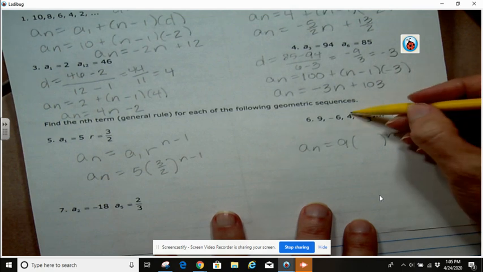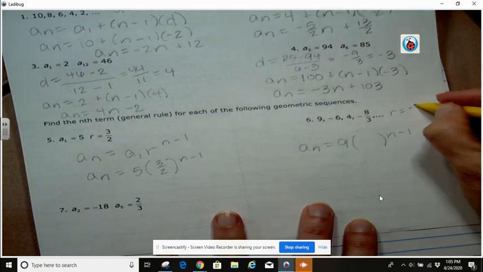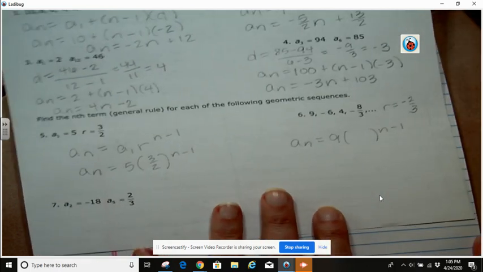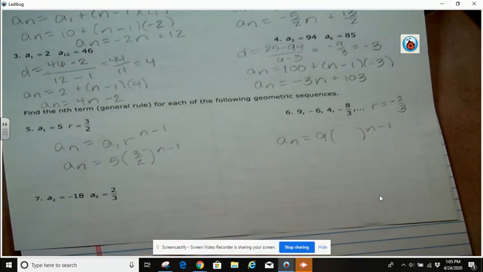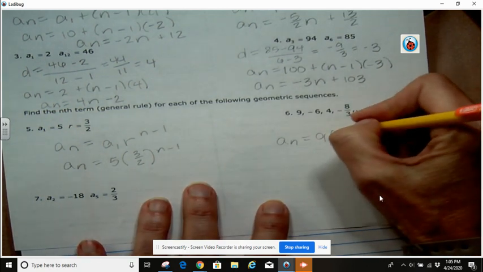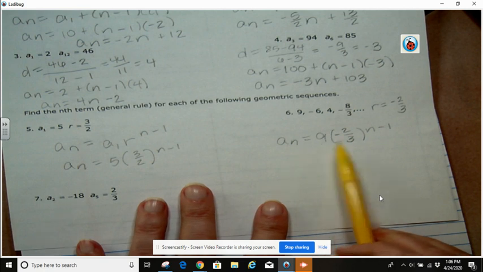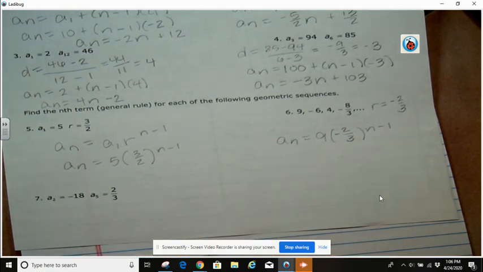So if I did say 4 divided by negative 6, that's negative 2/3. But negative 6 divided by 9 is also negative 2/3. So it doesn't matter. It's also how you can verify it. You could just do it a couple times, make sure it matched. So we just plug in for a sub 1 and r, and that's our general rule.